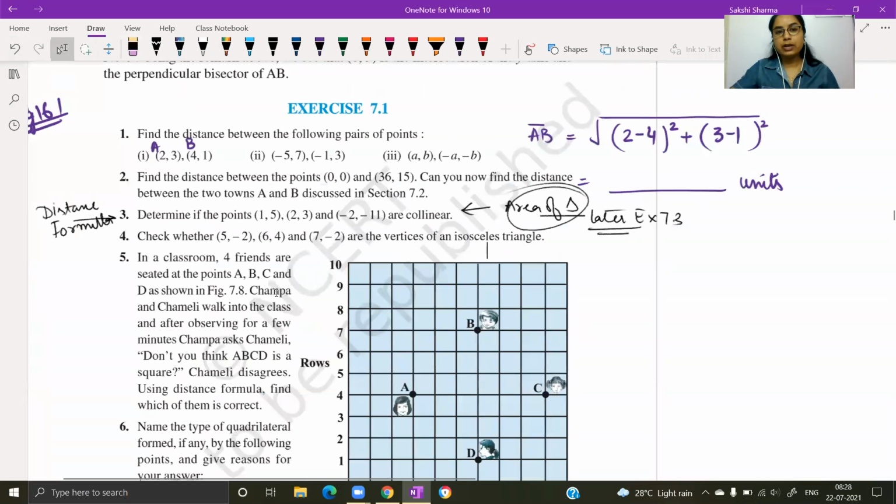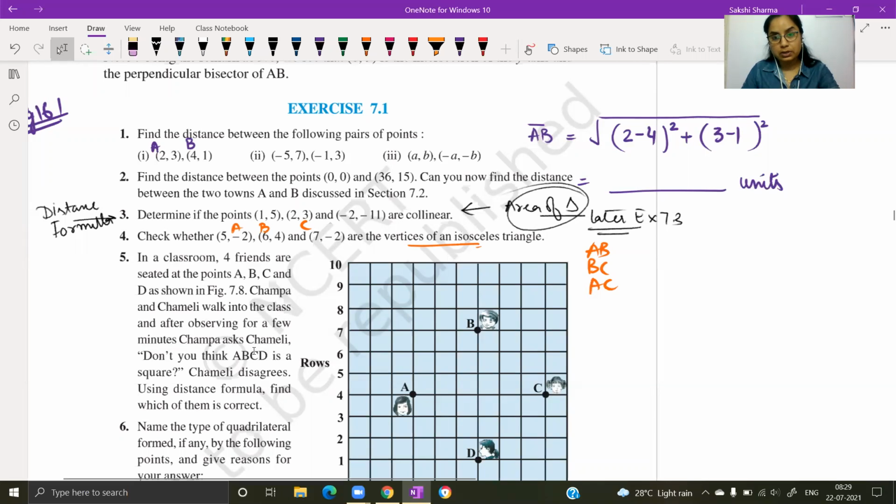Question number 4, check whether the points are vertices of an isosceles triangle. This one's again very simple. Refer to the points as ABC. Find out AB, BC and AC. Look at the values. See what lengths the sides come out to be. If any two sides are of the same length, you will say the triangle is isosceles. So this classification I already discussed with you. You find out and tell me what the answer is.